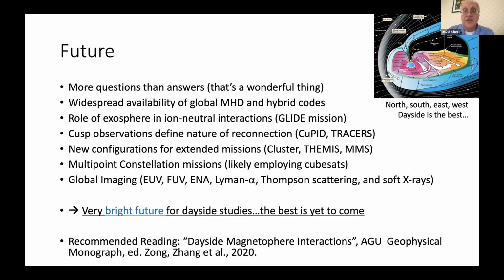The existing missions like Cluster, THEMIS and MMS, their orbits continue to evolve. There are new configurations that will help us better determine the properties of the outer magnetosphere. There's an opportunity for future missions to construct constellations and have multi-point simultaneous measurements that would likely employ CubeSats. There are immense prospects for global imaging in EUV, FUV, ENA, Lyman alpha, Thomson scattering, and soft X-rays to look at the plasma structures that are out there. So it's really a wonderful time to come.